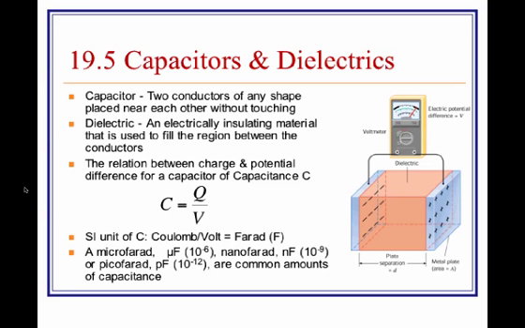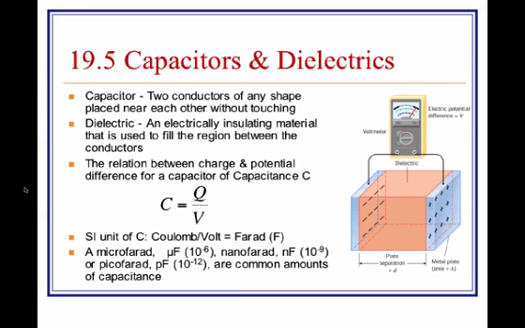And capacitance is the ratio, or the proportionality, between the amount of charge on each plate and the potential difference between the two plates. This relationship for capacitance is C is equal to Q. It's directly proportional to the amount of charge, and it's inversely proportional to the amount of voltage. So C is equal to Q over V, where voltage is the potential difference between the two plates.